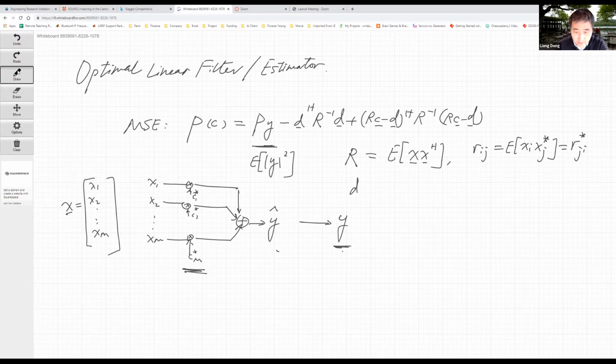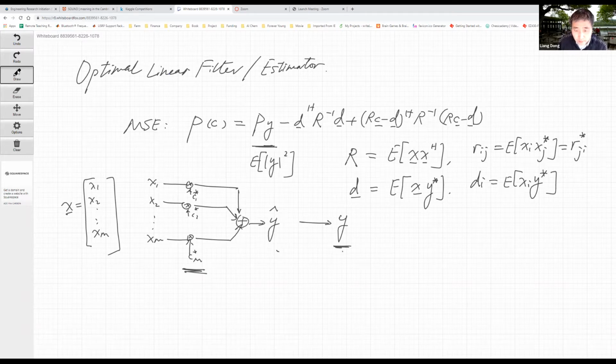And then we have this vector D. D is a vector of cross correlation between X and Y conjugate, if Y is a complex number. So the dimension of that is m times 1. X is a vector, Y is a scalar. For each element di, the ith element of this vector D is equal to the expectation of xi times y conjugate. Right, so these are how we defined the terms in this expression for mean square error.